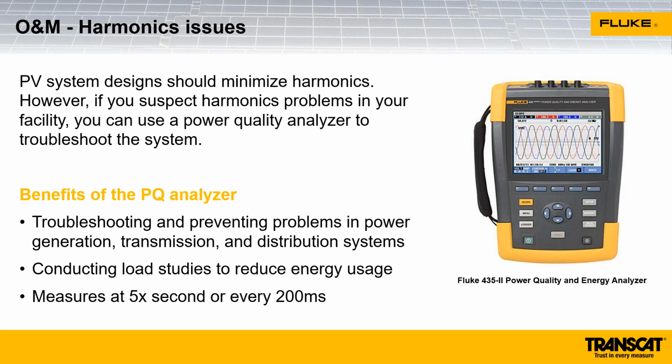These power quality analyzers can also be used to study loads. So we can identify loads that could be potential candidates for efficiency upgrades. And these power quality analyzers can measure up to 5 times a second, or every 200 milliseconds. The higher end ones will also be able to see those transient voltage spikes as well. So if we're getting frequent voltage spikes, we can identify those with a power quality analyzer.